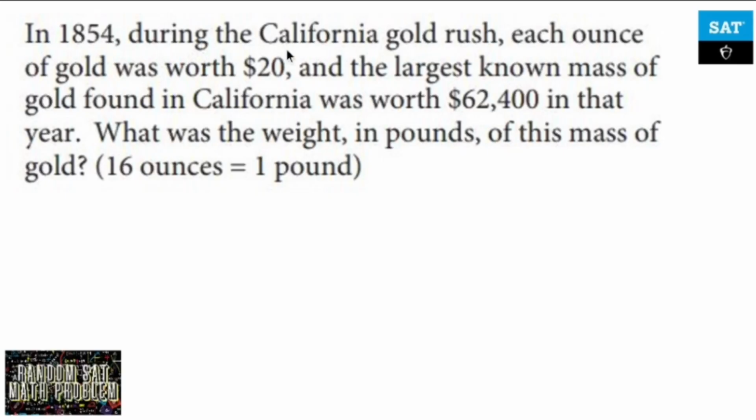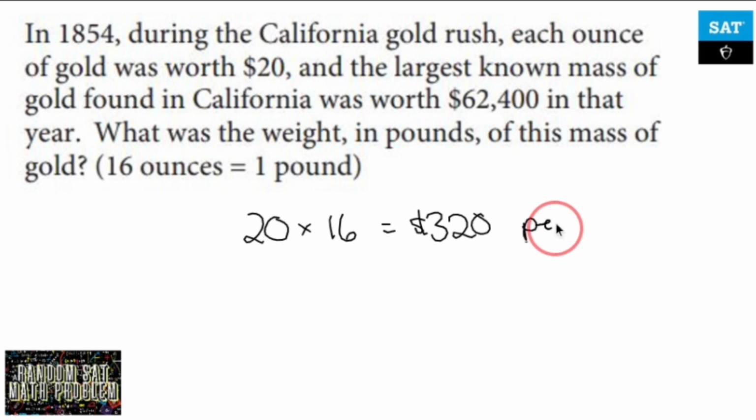In 1854, during the California gold rush, each ounce of gold was worth $20, and the largest known mass of gold found in California was worth $62,400 in that year. What was the weight in pounds of this mass of gold? All right, so each ounce is 20, which means a pound is going to be 20 times 16. 20 times 16 is, of course, 320. Why did I struggle with that? Okay, so what that means is this is $320 per pound.